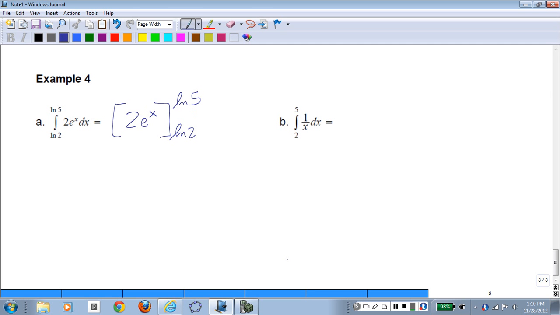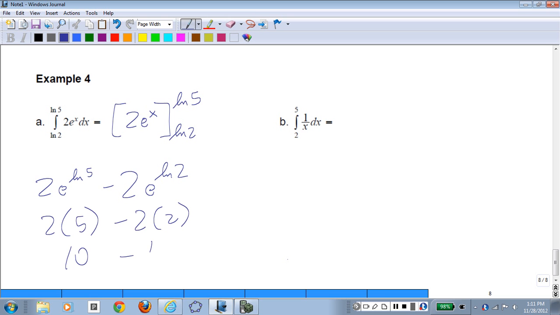Sorry, I'm not integrating between there. We're simply evaluating 2e to the x at natural log of 5 and 2e to the x at natural log of 2. So it's going to be 2e to the natural log of 5 minus 2e to the natural log of 2. So 2 times 5 minus 2 times 2, 10 minus 4 equals 6. So it's nice because the limits of integration maybe weren't so nice.